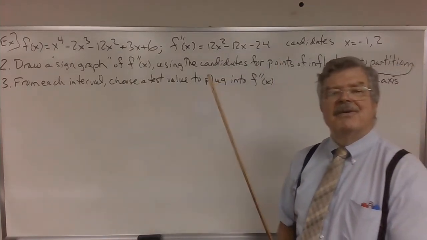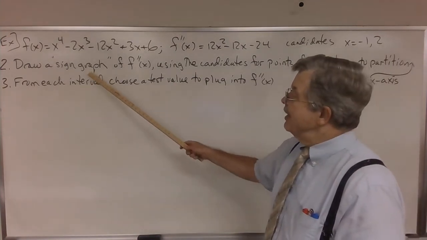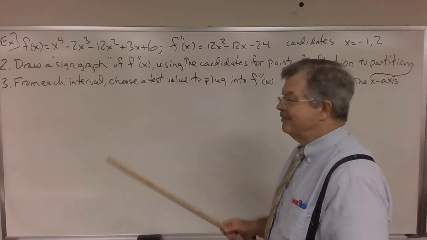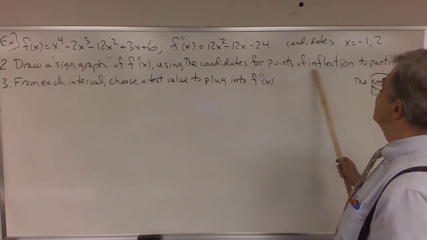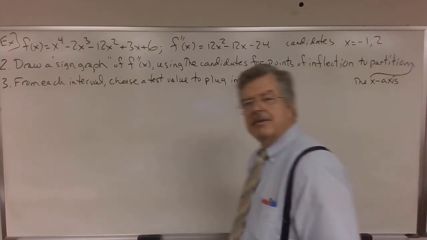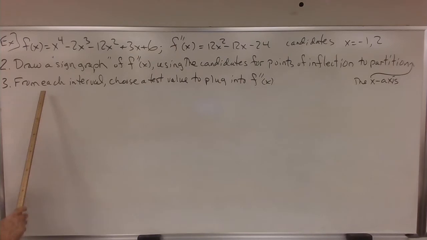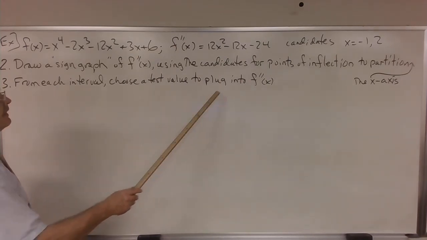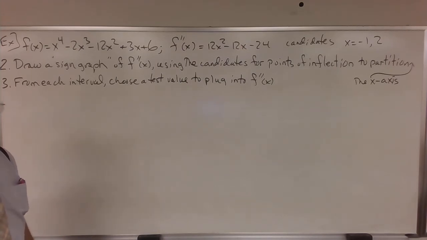If we want to know where the second derivative is positive and where it's negative, we draw a sign graph of the second derivative, and we use the candidates for points of inflection to partition the x-axis. And then, from each interval, we choose a test value to plug into the second derivative. Wow, talk about deja vu, huh?